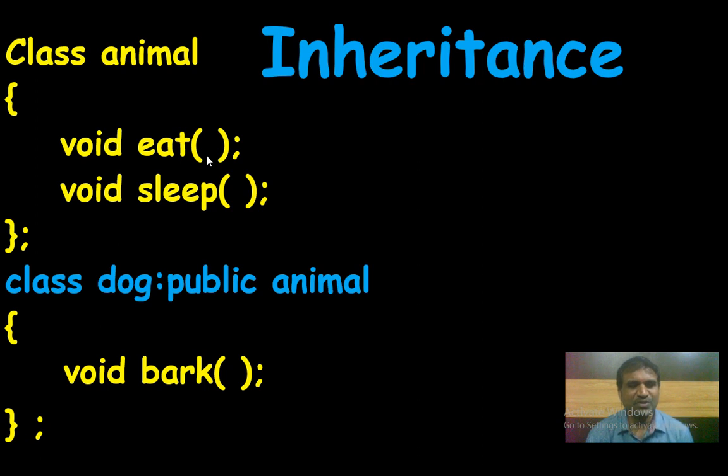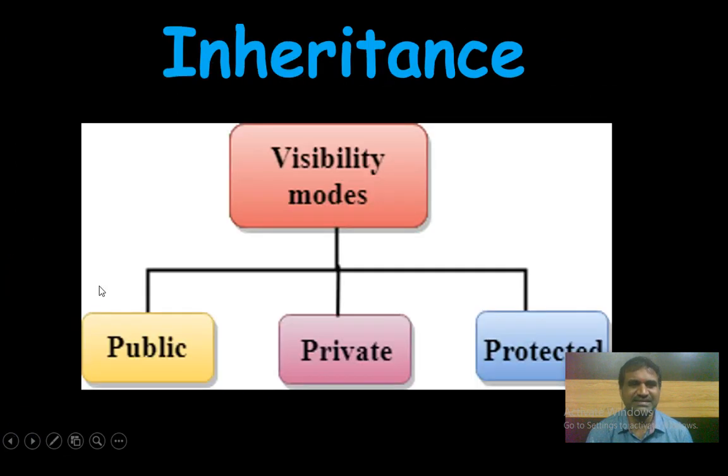So let us see a small piece of code here. The class animal is a base class which will have two methods, and the derived class will derive the base class features and have its own, and the syntax is class dog colon public animal. So animal is a base class and dog is the derived class.